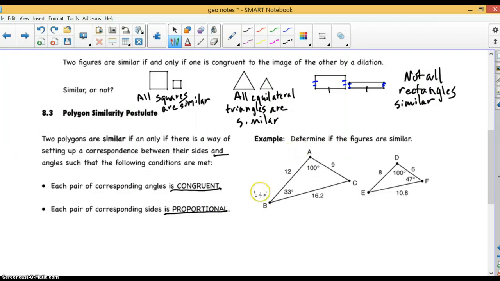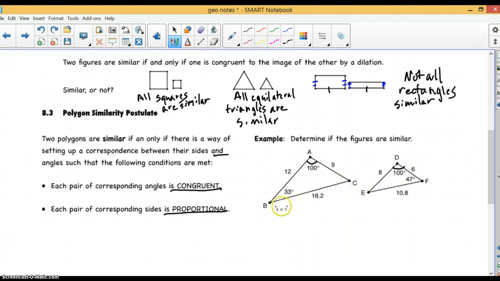So, if we're looking at our example to our right, we have two triangles and we need to know if they are similar or not. So the first thing that we can check is, are corresponding angles congruent? We know that angle D and A are congruent because they're both 100, but then we have these missing sides.